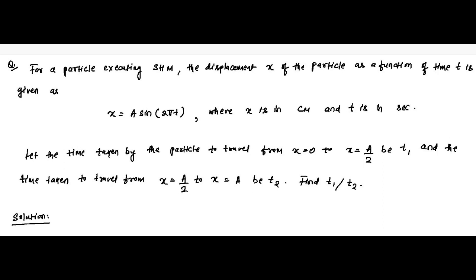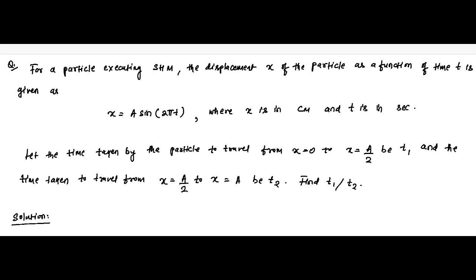So here is another question on simple harmonic motion. It is given that for a particle executing SHM, simple harmonic motion, the displacement x of the particle as a function of time t is given as x is equal to capital A sine 2 pi t, where x is in centimeters and t is in seconds.